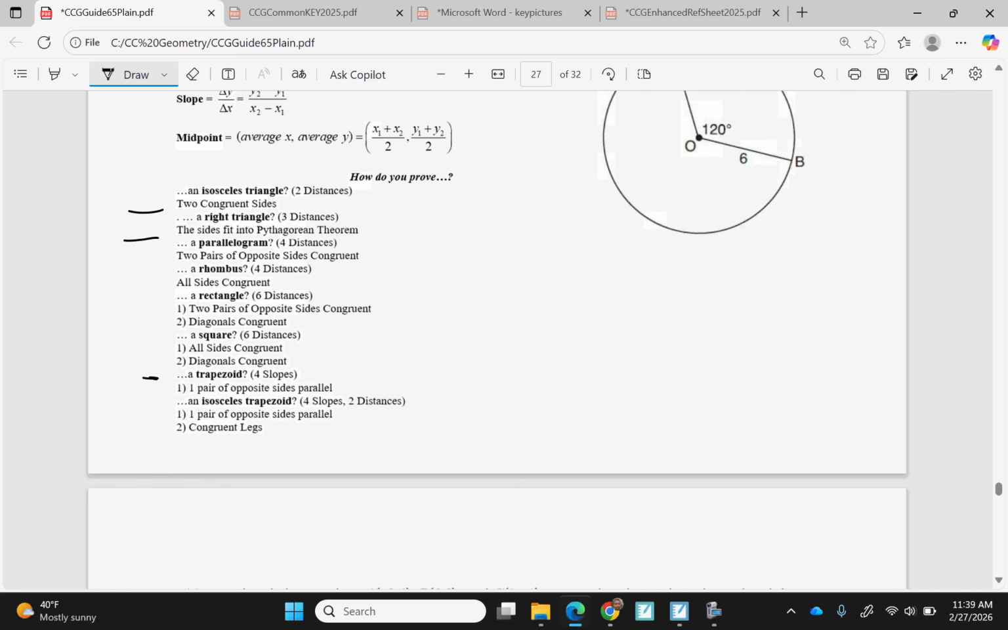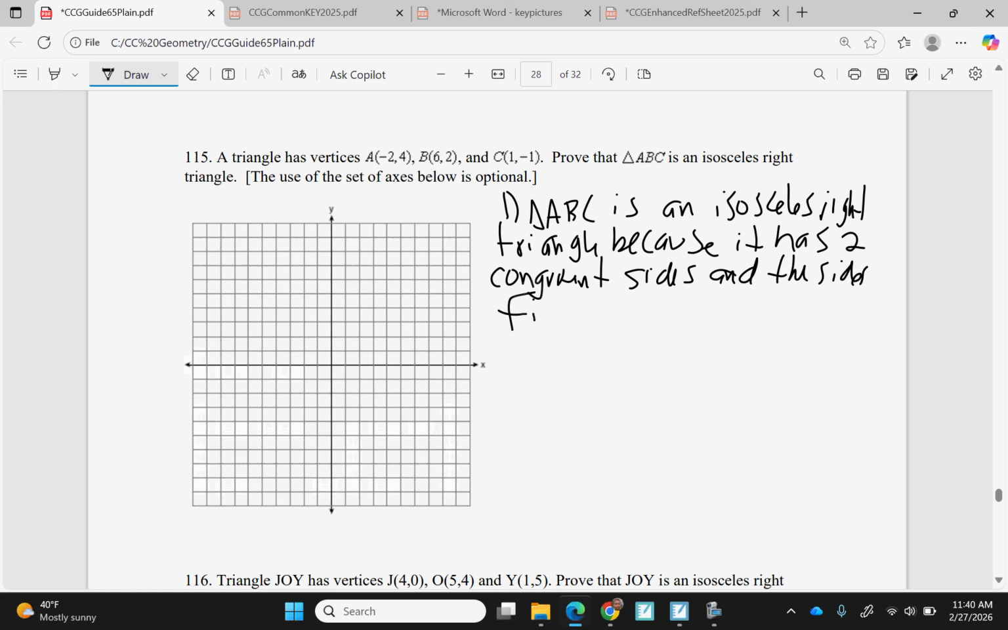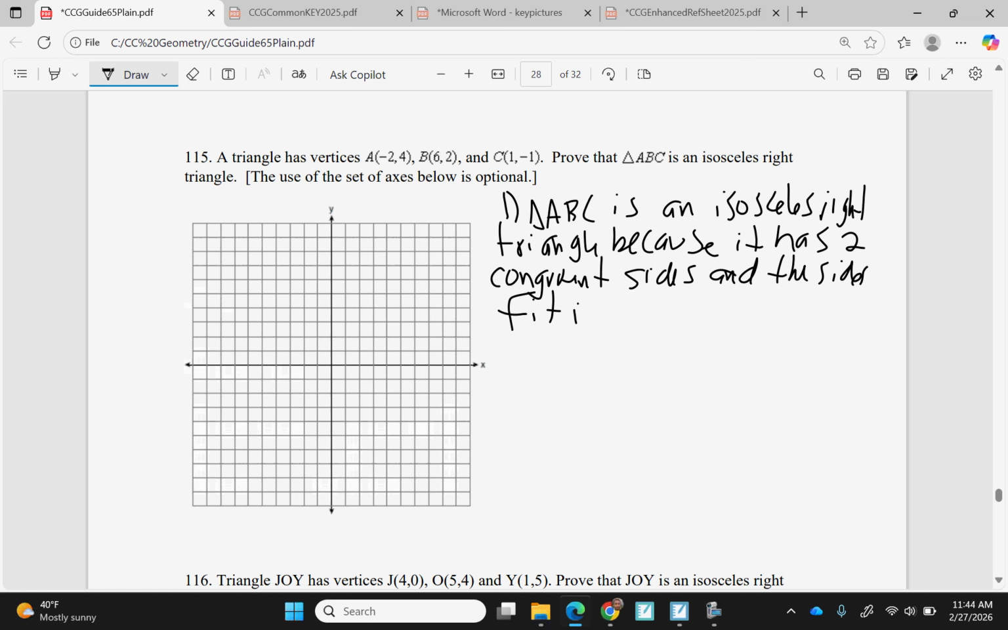So the rest of this sentence for part 1, for step 1, whatever you want to call it, is here. You're going to have this memorized at a certain point. So because it has two congruent sides and the sides fit into Pythagorean theorem.